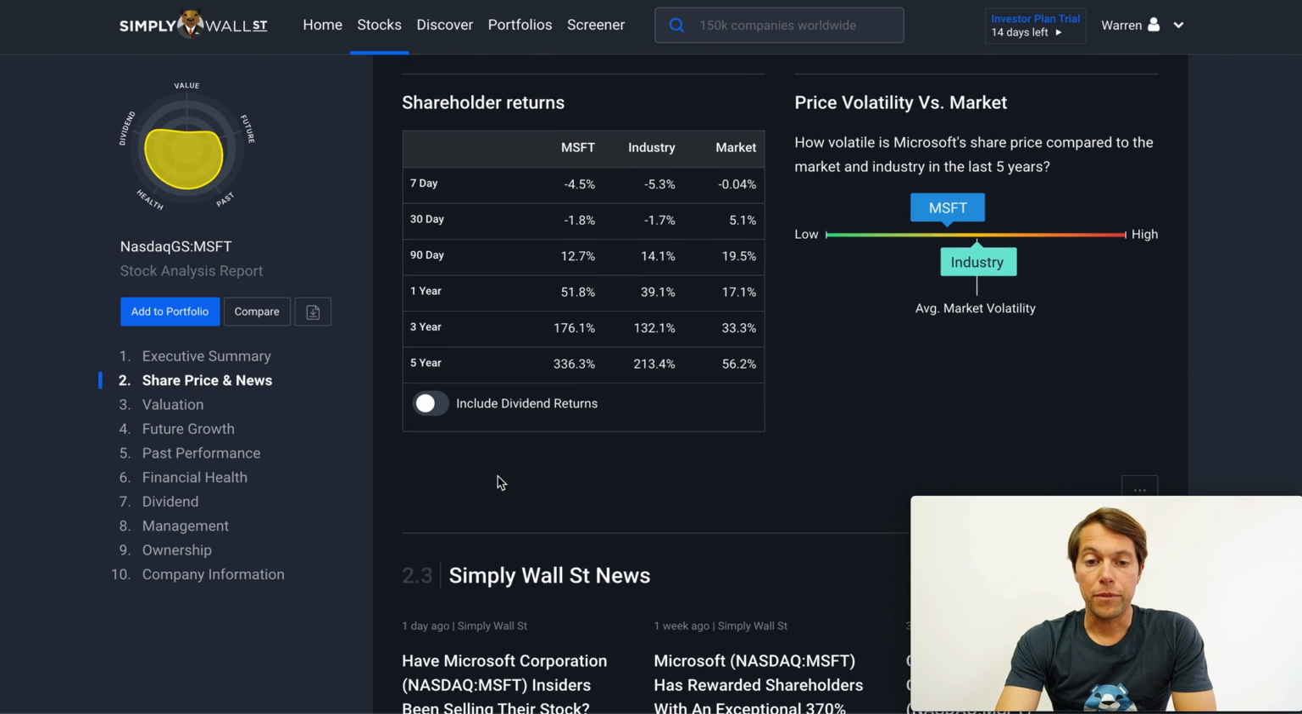One thing here that some people find very useful is you really have two types of returns to think about. You have what's called total shareholder return, which includes dividends, and then you just have pure capital gain, which is based on the share price. If I click this toggle, I can see what those 1, 3, and 5-year returns would look like if I include dividends. For Microsoft, when we include the dividends, you can see that makes quite a substantial difference, and the same for the market and the industry.